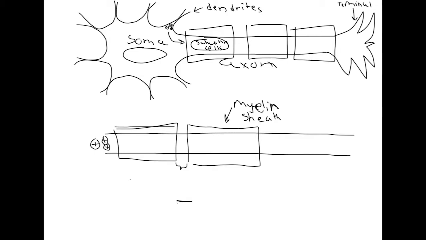So this right here is the inside of your axon, and this is your outside. I don't want you to get confused, because the outside is on the bottom over here, but the outside is on the top over here. Now, you have sodium-potassium pumps.